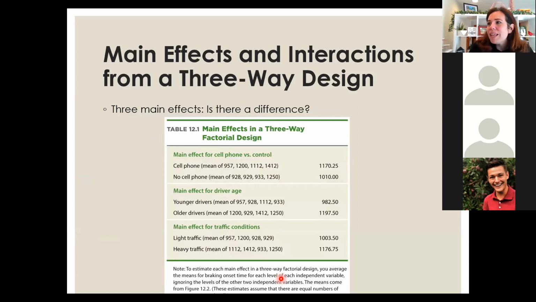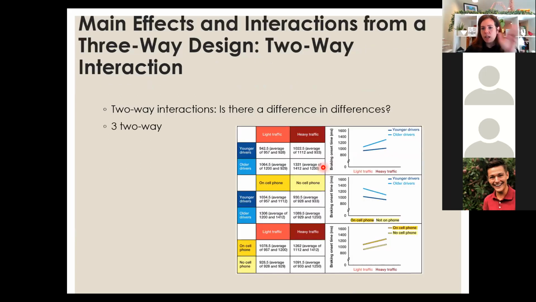All right, so main effects and interactions from a 3-way design, okay? This is exactly what I was just doing. This is comparing each of the groups, if there's a main effect for cell phone, age, and traffic condition, okay? And so it's quite simple. You just create the mean for all of the variables that are in there, each cell, and you get this marginal mean, okay? We don't need to do the math on it. We already kind of looked it over.